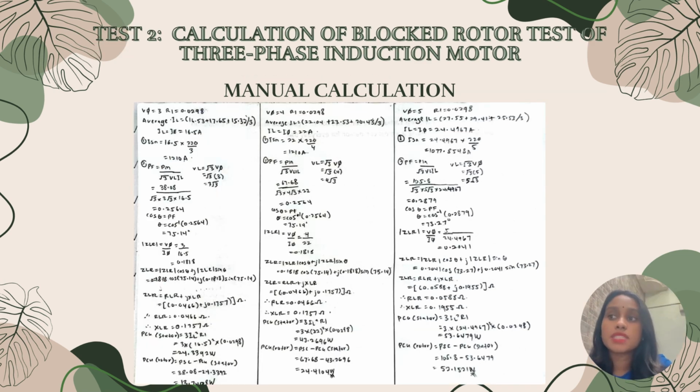Okay, well, the third part of this calculation is input power, which is equals to IL 16.5 ampere, VL is 220 watt.